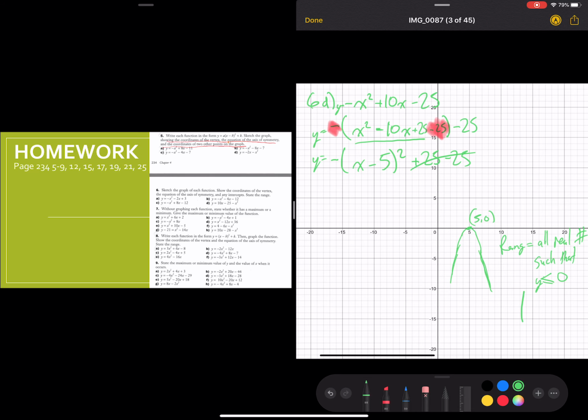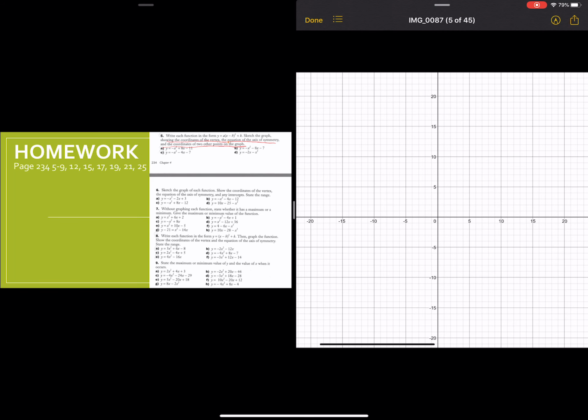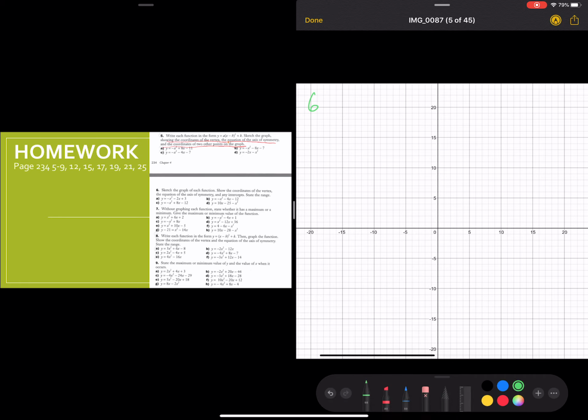One more question for 6. I don't know. Let's just do B. 6B and D. Y equals minus x squared minus 4x minus 12.